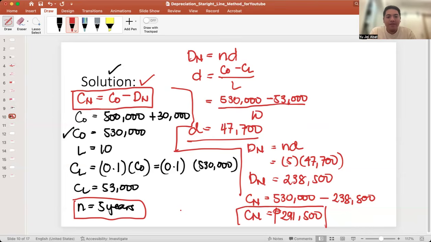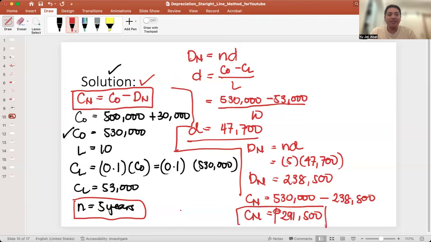Okay? So we have the book value as 291,500 after 5 years. Okay, I hope it's clear. Feel free to pause just to digest or just to focus on the solution. So no hurries for that.